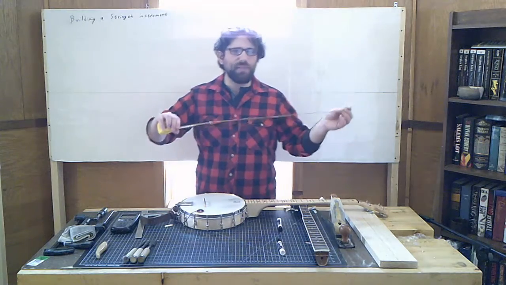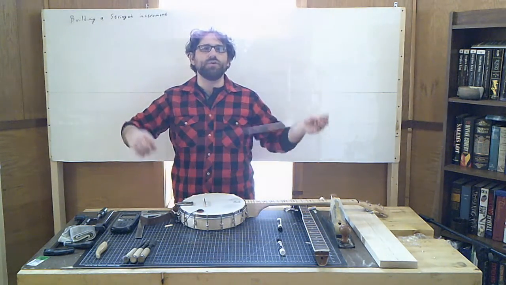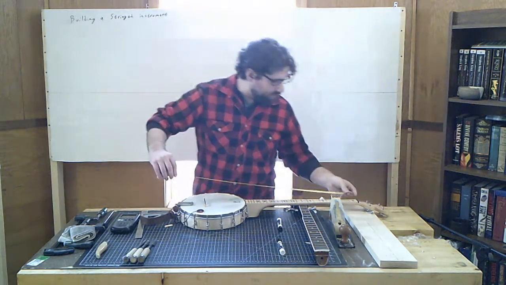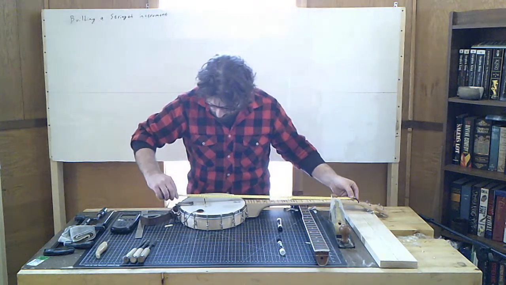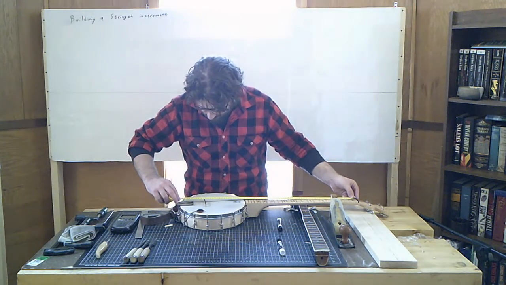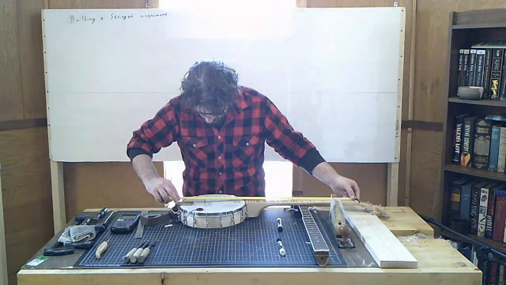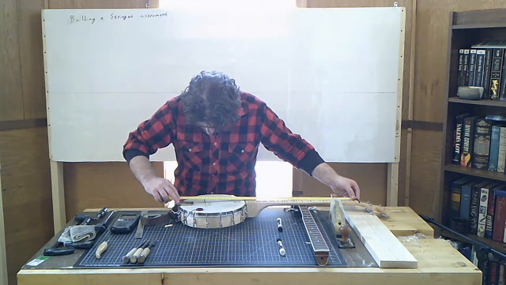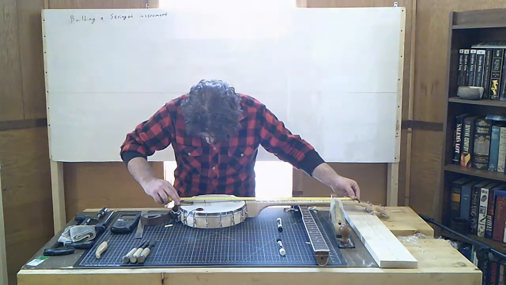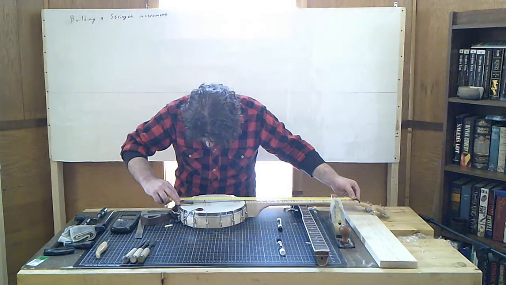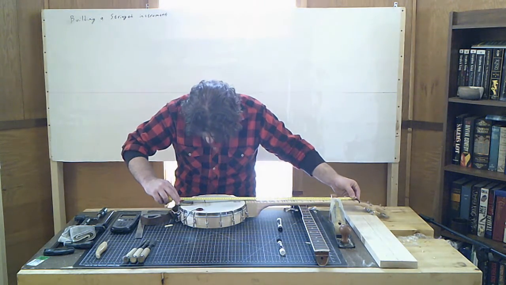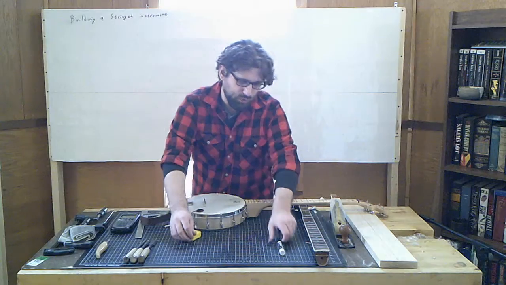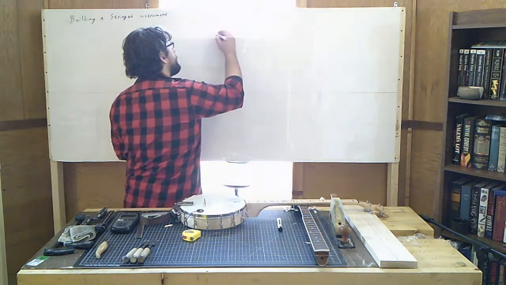For scale length measurements, it's going to be best to use metric, because that's going to make our calculations line up a lot more easily, because we are going to have to do some math with this, and the decimals will all work themselves out. So this scale length is going to be 66.4 centimeters. So I'm going to write that on my board.